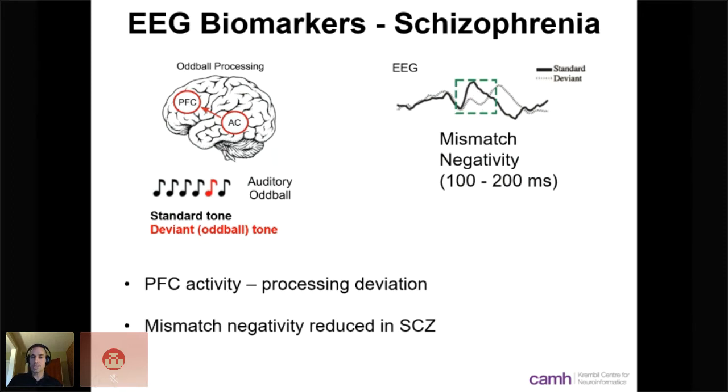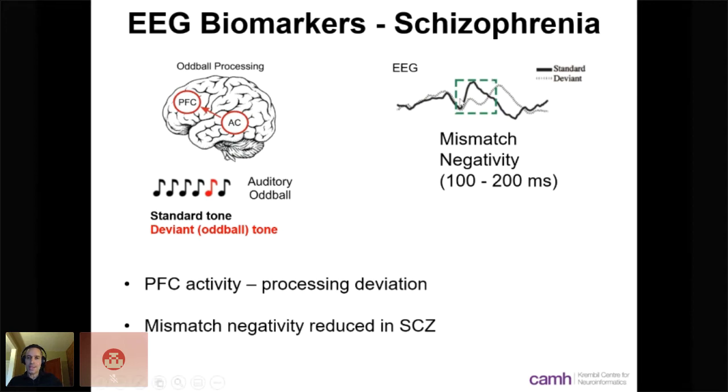And importantly, in patients with schizophrenia, the mismatch negativity is reduced. And that's a very solid biomarker that has been characterized. And the changes you see are in areas like the prefrontal cortex, where this processing of deviation and surprise and prediction is happening. And Andrea will have a lot more to say about it. So, yeah. Stay tuned for that.